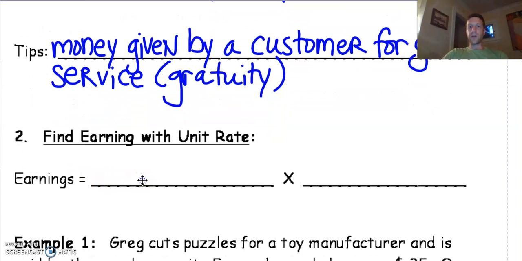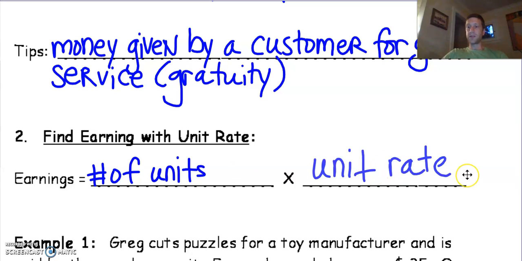So if we're going to find your earnings with unit rate, pretty simple. You take the number of units, so whatever you're selling, how many did you sell, times your unit rate, and that's going to come up with your earnings. Earnings is just another way to say like your pay or your wage.